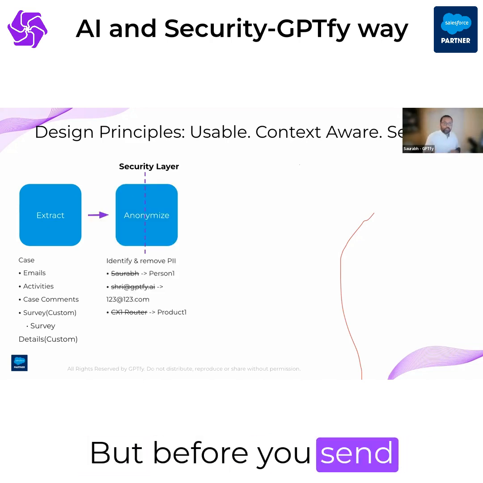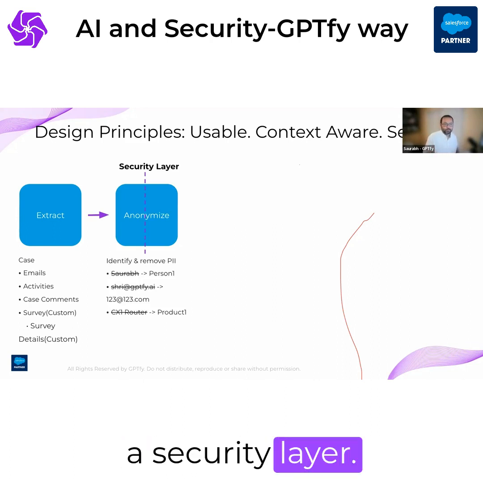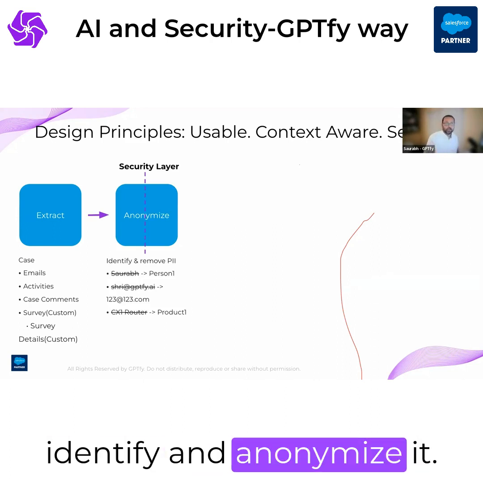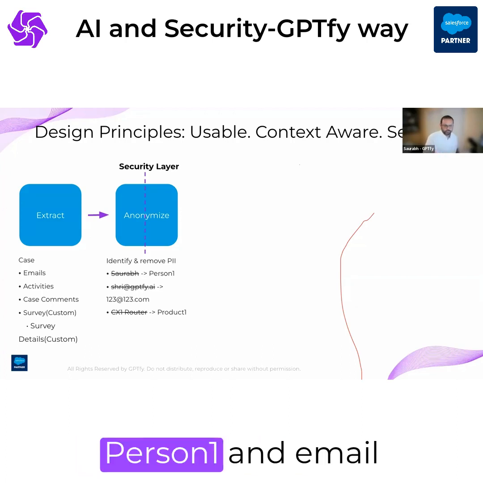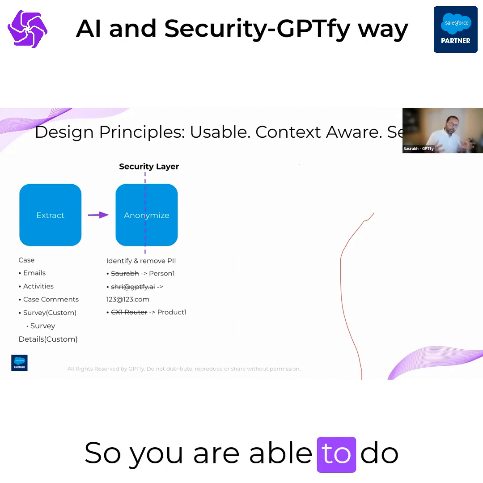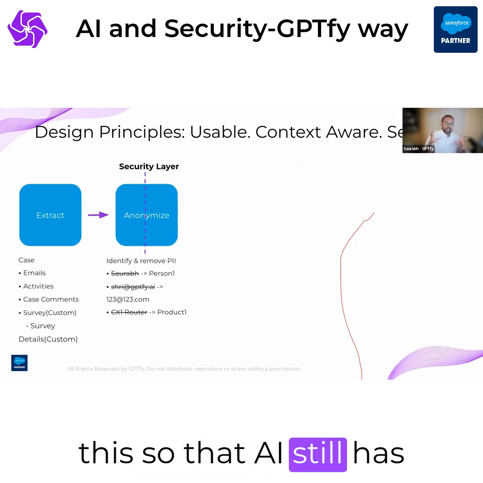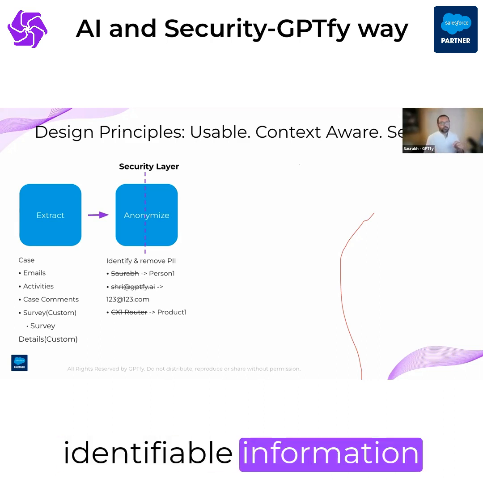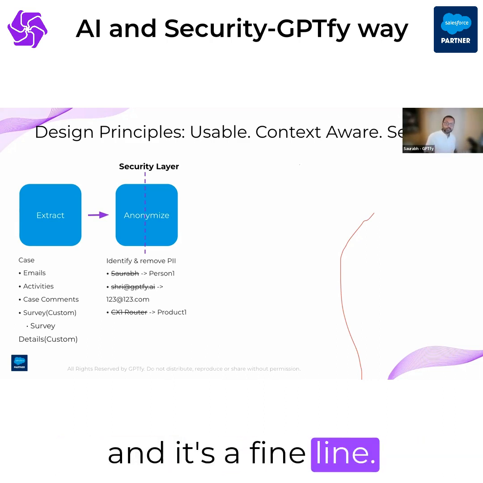But before you send it, you want to have a security layer. So what we do is we pull all this data and we identify and anonymize it. So Saurabh becomes person one, email addresses change, things like that, right? So you are able to do this so that AI still has enough context, but it doesn't have personally identifiable information. And it's a fine line.